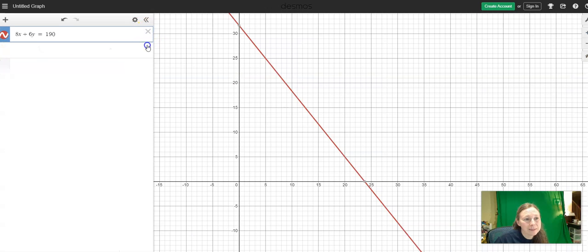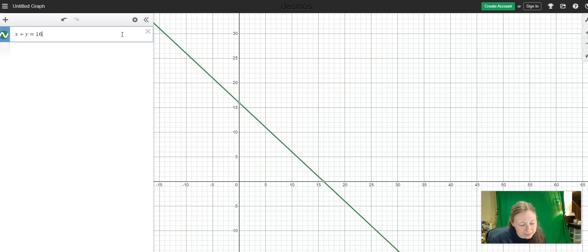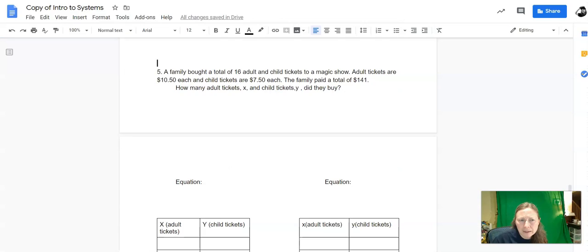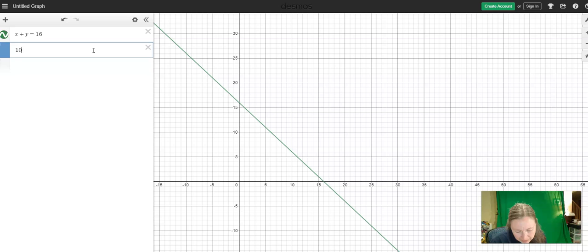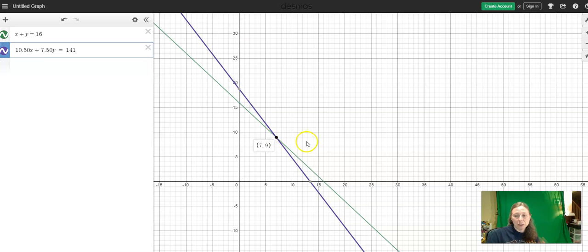Okay, and I'll get rid of these. So let's start with X plus Y must equal 16. I think it was 16, right? Yeah, 16 tickets. And then the total price is 141. So 10.50 X plus 7.50 Y equals 141. Okay, again, two lines. The green one represents all the possible number of tickets that add up to a total of 16 tickets. And the purple line represents all the possible ways you can add those tickets together, and it's $141. And there's only one solution to it that matches both constraints.